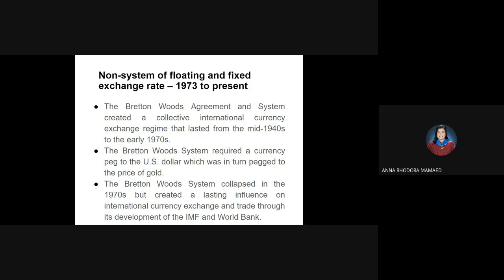And so we have the non-system of floating and fixed exchange rates from 1973 to present. The Bretton Woods system collapsed in the 1970s, but it created a lasting influence on international currency exchange and trade through its development of the International Monetary Fund and the World Bank.